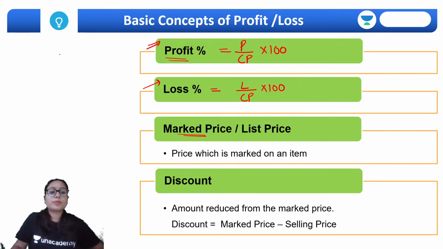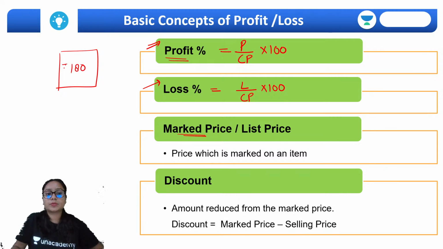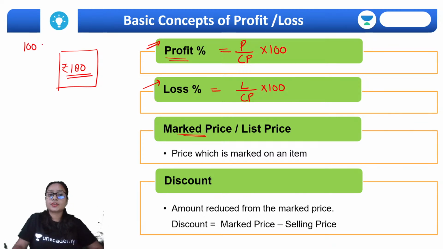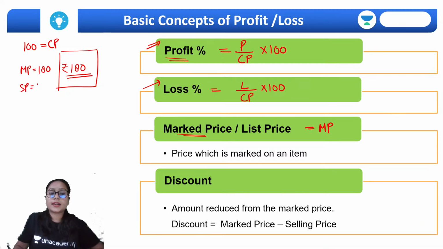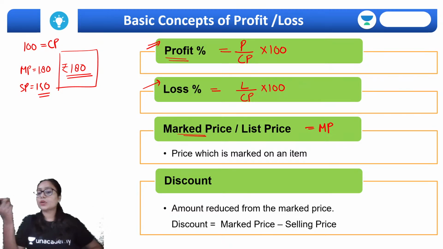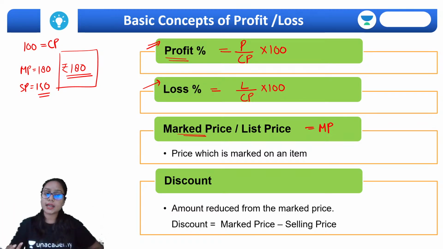Suppose the book that I sold, I marked the price of 180 rupees on this book. So this is my marked price or the list price. I purchased it at 100, so 100 was the CP. Marked price or MP is rupees 180. Now I sold this book at 150 rupees. So the marked price was 180 but the book was sold at 150.